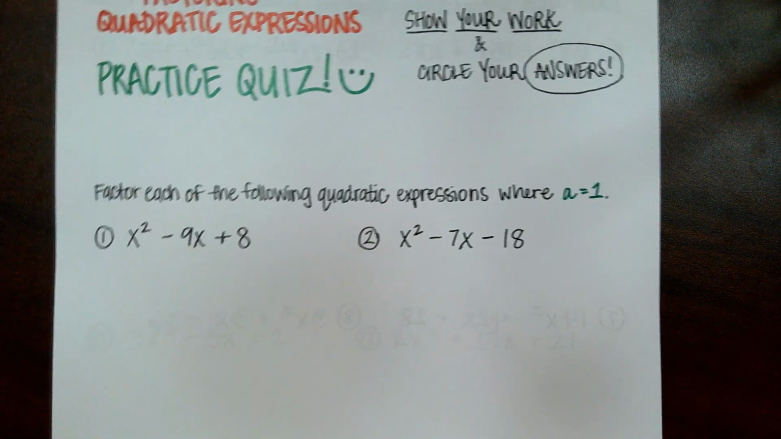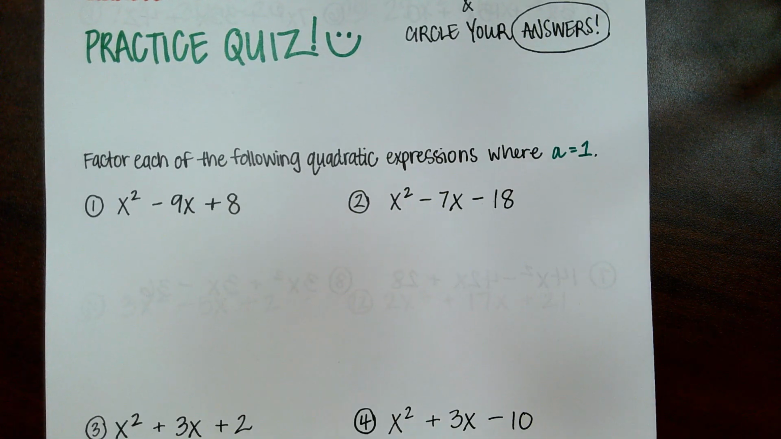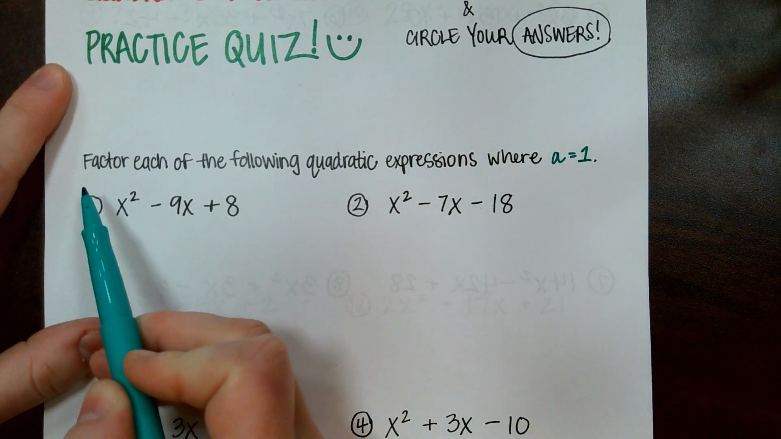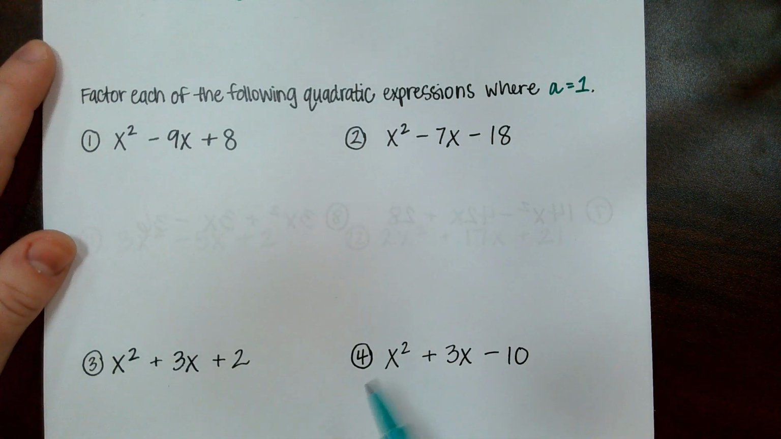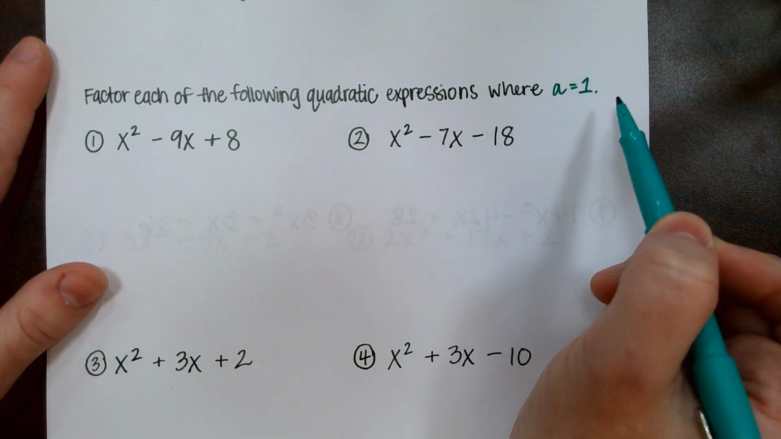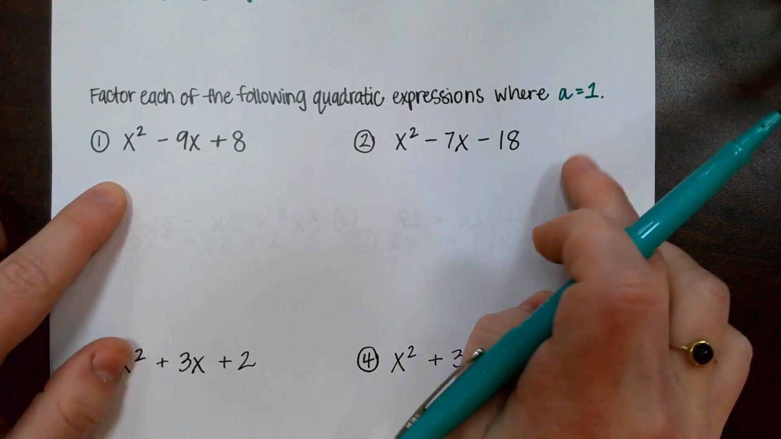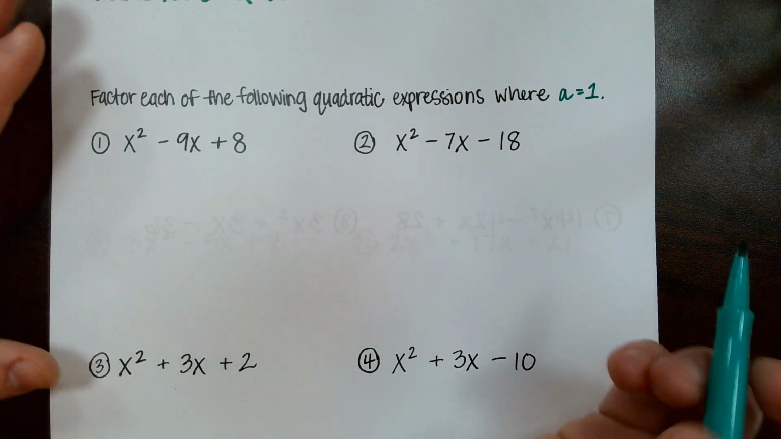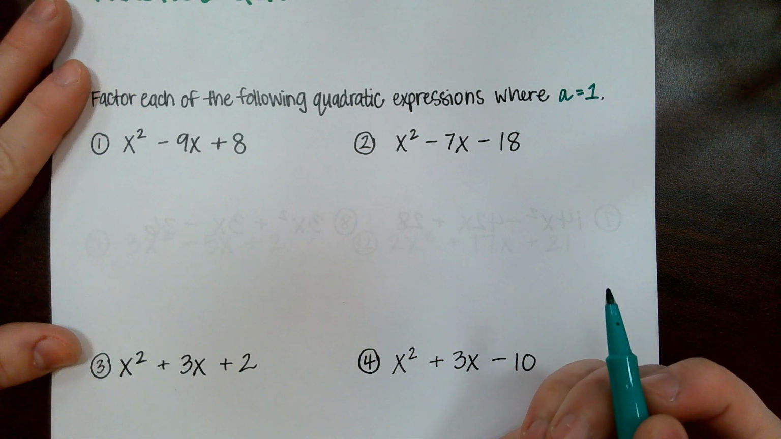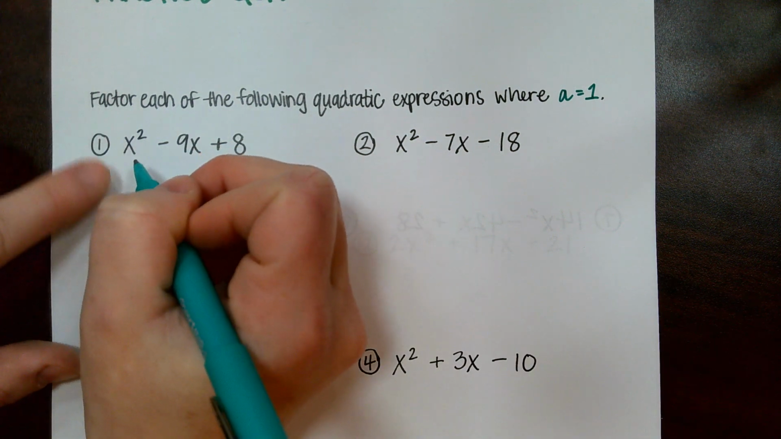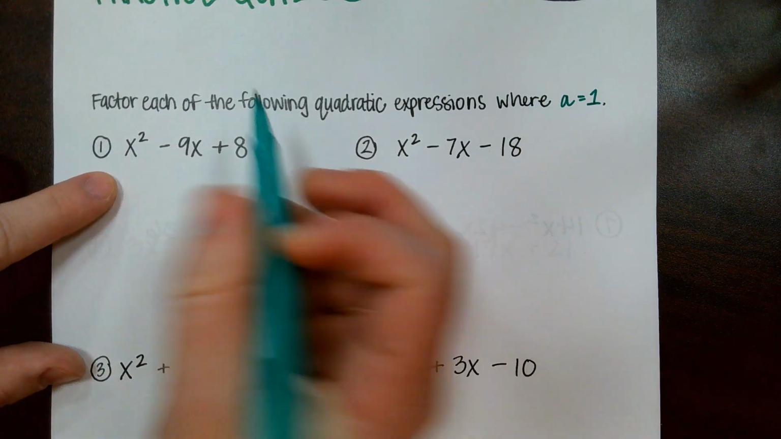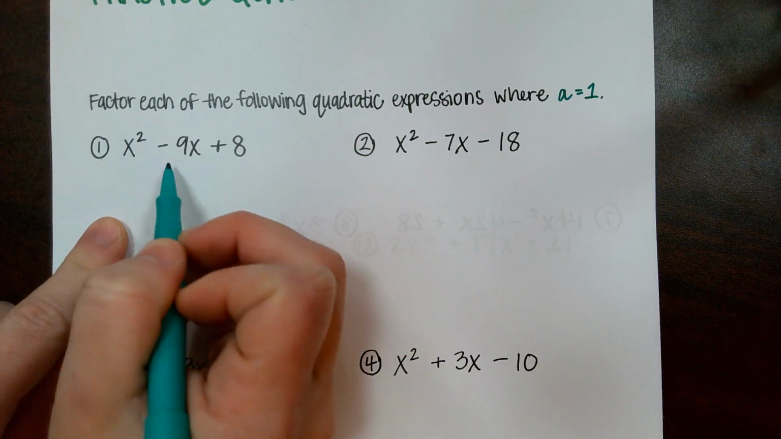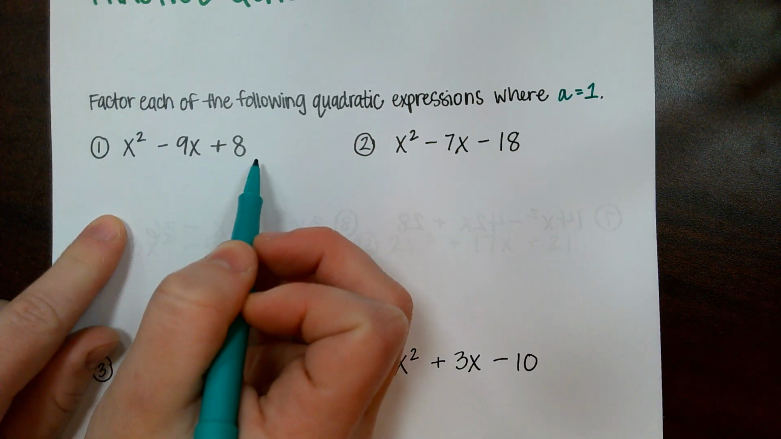So on the first page, we have quadratic expressions that we are factoring, and all four of these are going to be where a is equal to 1. So whenever we're factoring expressions where a is 1, what is our answer setup going to look like? X squared minus 9x plus 8. So that is our original quadratic expression. Absolutely. We've got x squared minus 9x plus 8.